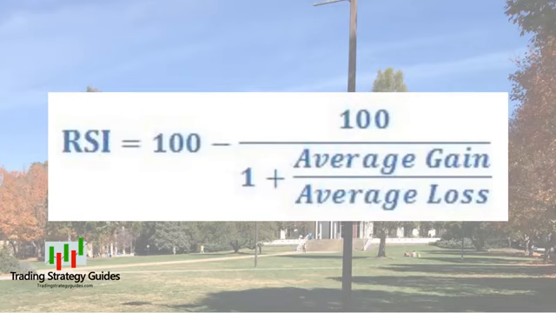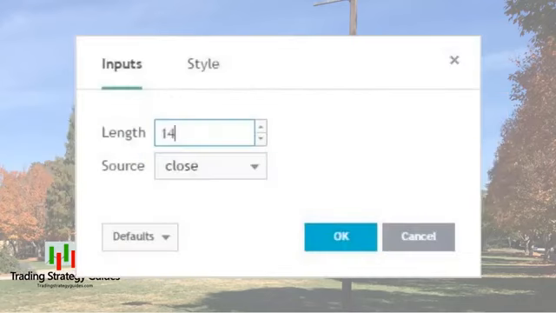Basically, an RSI reading equal to or below 30 indicates the market is in an oversold condition, while an RSI reading equal to or above 70 indicates an overbought condition. At the same time, a reading above 50 is considered bullish, while a reading below 50 is considered bearish. We'll use the default RSI indicator settings, which is typically a 14-period length.